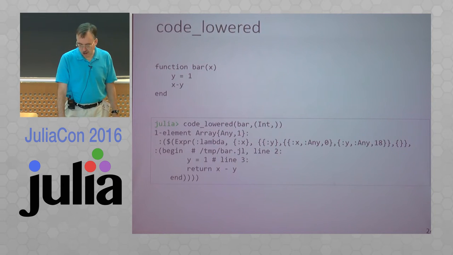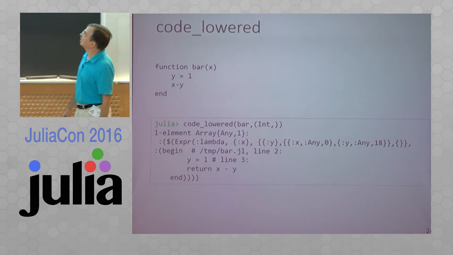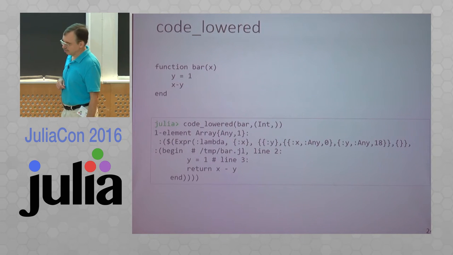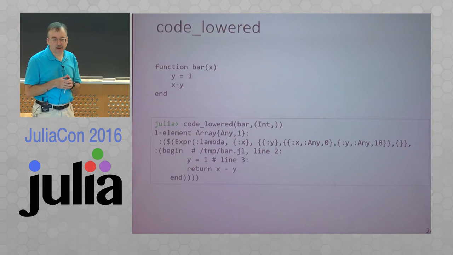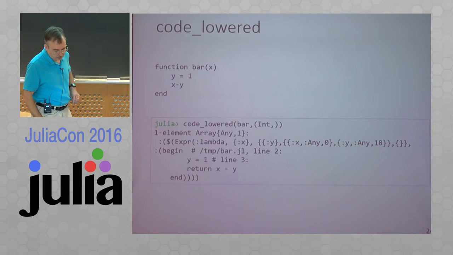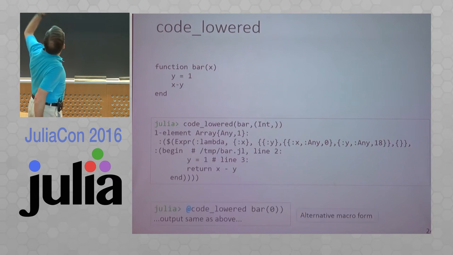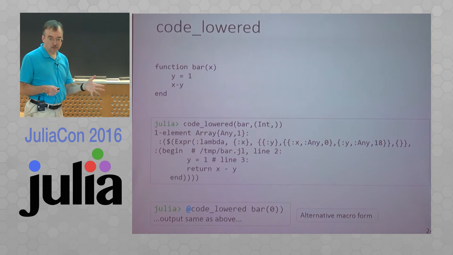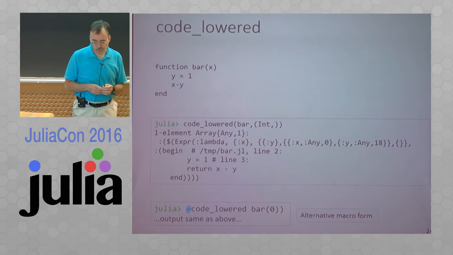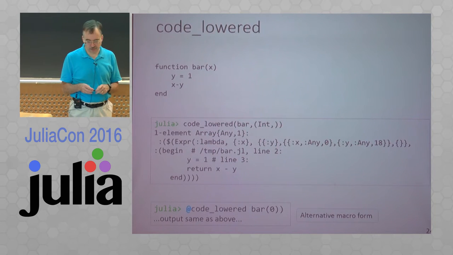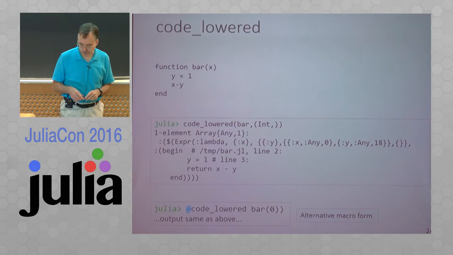So here's an example of the code_lowered output. The function's at the top, and you see that's a very small function, and it cranks out a lot of stuff. Now, one point is, Julia functions are always polymorphic. The arguments could be of any type, typically, unless the types are declared. And so when you call code_lowered, you have to give it two arguments. You give it the function that you want the code for, and you give it the argument types that you want the code for. So bar applied to an int is going to have very different code than, say, bar applied to a float.